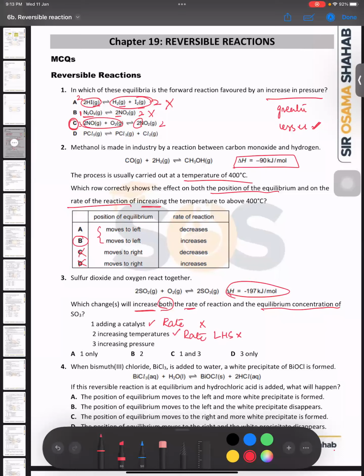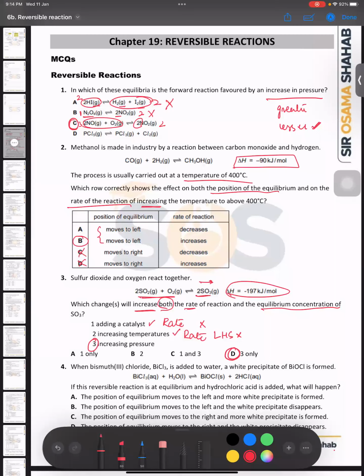And if you talk about pressure, increasing pressure shifts the reaction towards the lesser number of moles. That is the right answer, right? And we know that both the reactants are gases, so we need to apply pressure to increase the rate of reaction. So this is the right answer, the third one. So D will be the correct answer. Right, बच्चों?